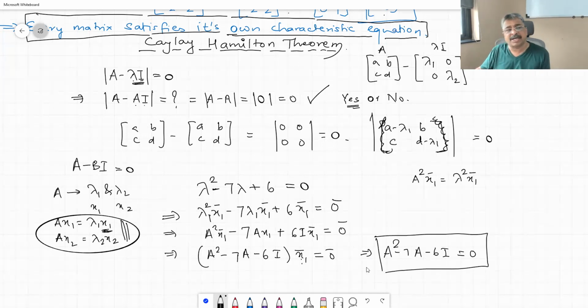I don't think this is a complete proof, but this gives us an idea about why the Cayley-Hamilton theorem is correct, and it is going to be true for x2 also. And if it is going to be true for x1 and x2, it is going to be true for any corresponding linear combination of x1 and x2. So it will be true for all vectors in that space. I think this is a good explanation. Check if you have any objections.